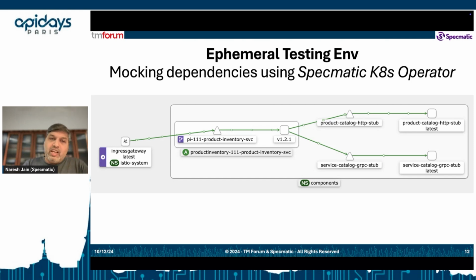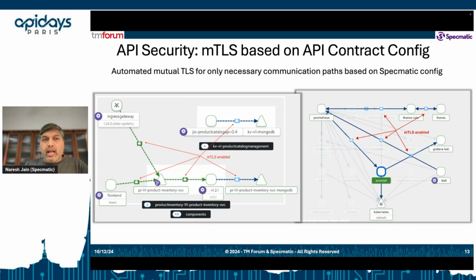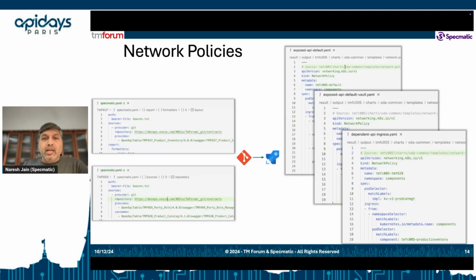So this is now without much effort, right? Whatever API specifications were there, the same API specifications are being used for testing and stubbing out things for you, right? And then, of course, because you have an understanding of which component depends on which, and which API is supposed to talk to which API, we also automatically set up the mTLS, the mutual TLS for the dependent components, right? And again, no coding required. It's all automatically done as part of the pipeline. Same thing you can do with network policies and so forth.